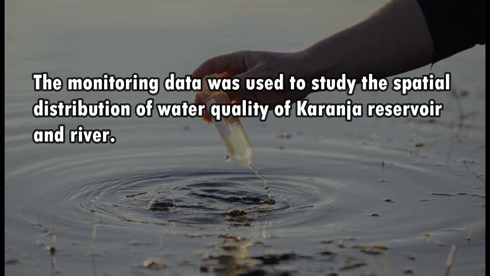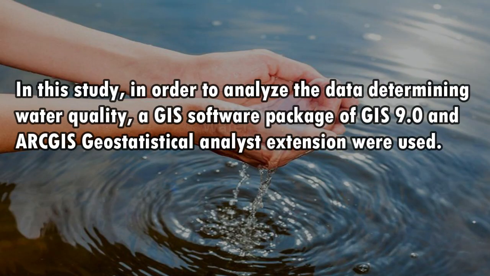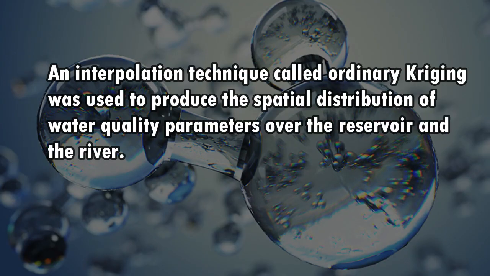The monitoring data was used to study the spatial distribution of water quality of Karanja Reservoir and River. In this study, in order to analyze the data determining water quality, GIS software package ArcGIS 9.0 and the ArcGIS Geostatistical Analyst extension were used. An interpolation technique called ordinary kriging was used to produce the spatial distribution of water quality parameters over the reservoir and the river.